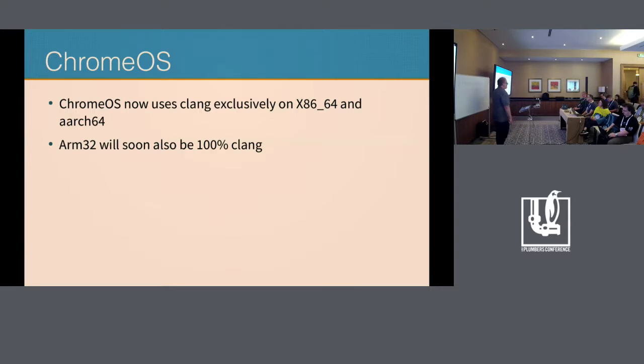Chrome OS, same deal. They've moved 100% to Clang. They now have all targets, x86-64 and AArch64, Clang built from the kernel on down to user space. ARM32 still has a couple of issues that they're trying to work through, so they're not entirely there yet. But ARM32 being less of a platform for them these days, it's been deprioritized, is my understanding. But pretty much, if you've got a Chrome OS device, it's running a Clang-based kernel now.